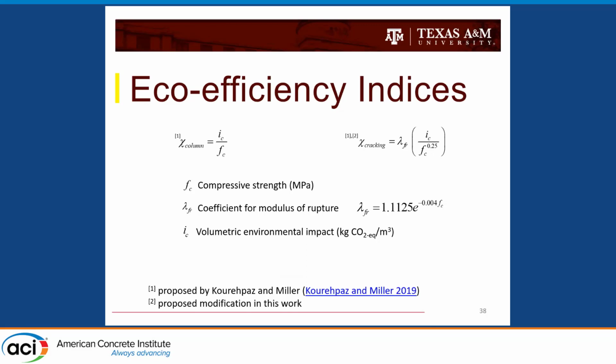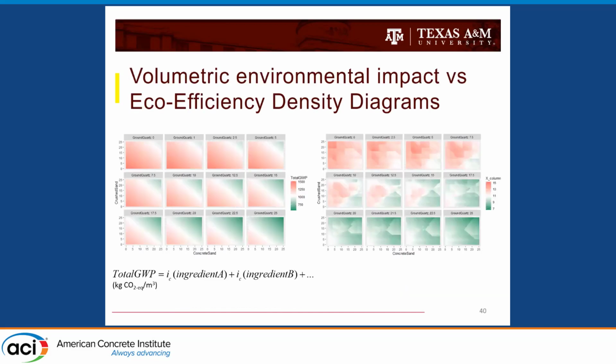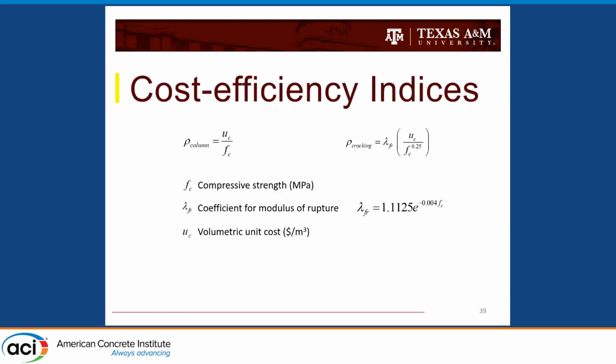I basically modified one of them to account for the UHPC, because when they did it for the modulus of rupture, they didn't use the equation we use in UHPC. And our goal with these diagrams, with these indexes, is basically to minimize that. So we want to minimize the embodied CO2 and maximize the mechanical performance. And we can do the same with the cost.